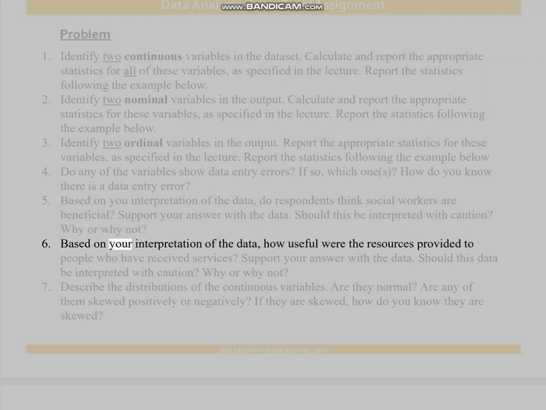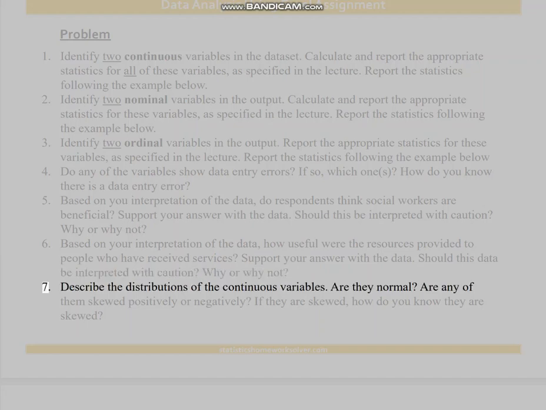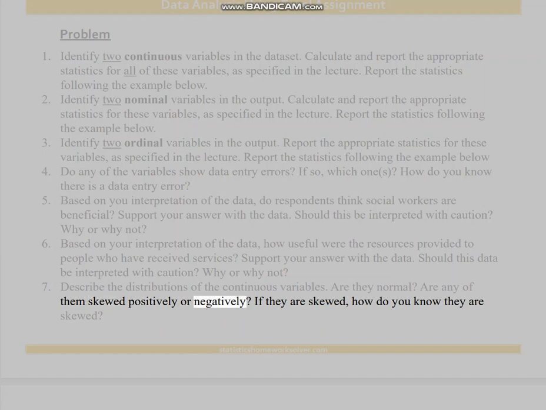6. Based on your interpretation of the data, how useful were the resources provided to people who have received services? Support your answer with the data. Should this data be interpreted with caution? Why or why not? 7. Describe the distributions of the continuous variables. Are they normal? Are any of them skewed positively or negatively? If they are skewed, how do you know they are skewed?